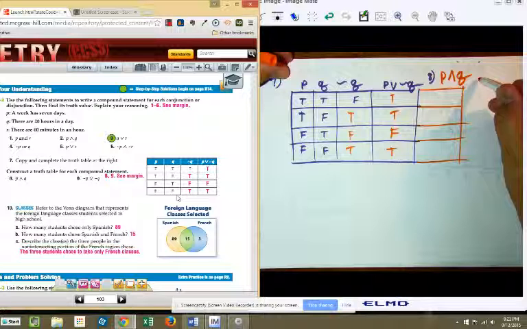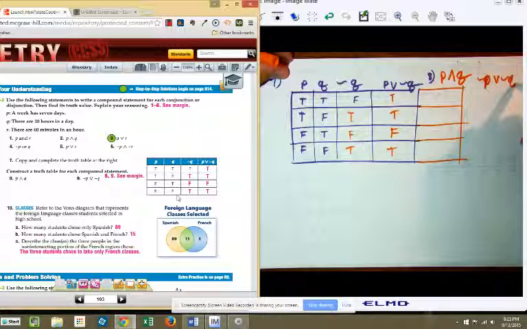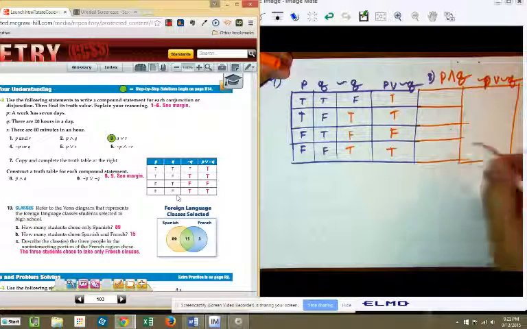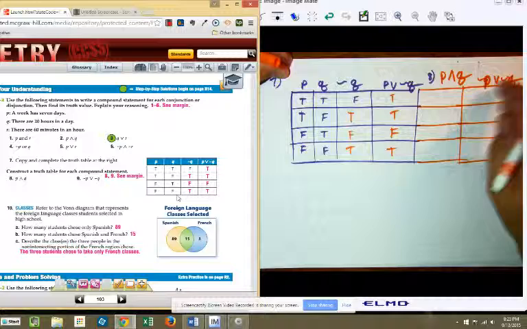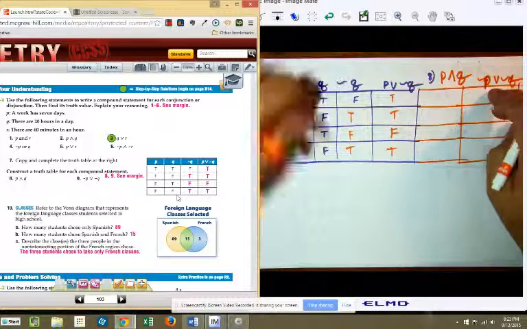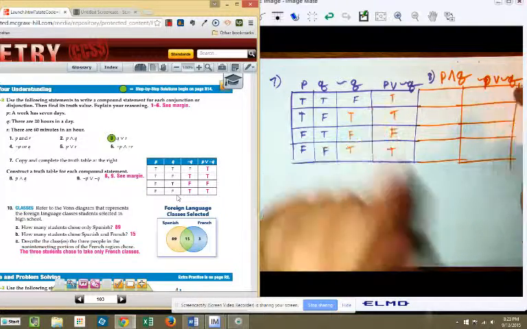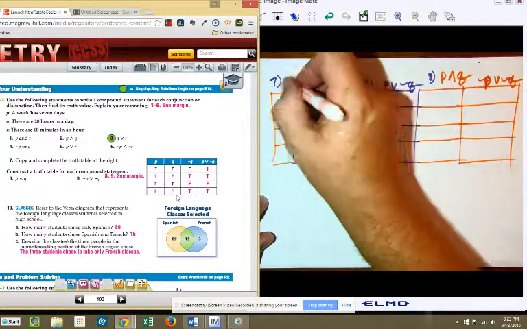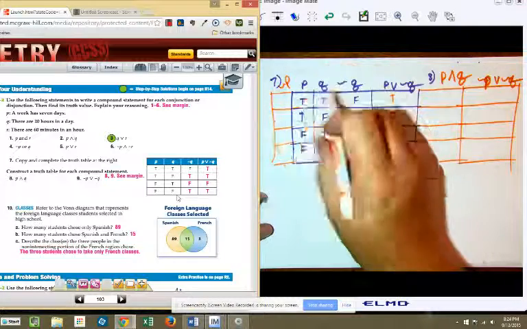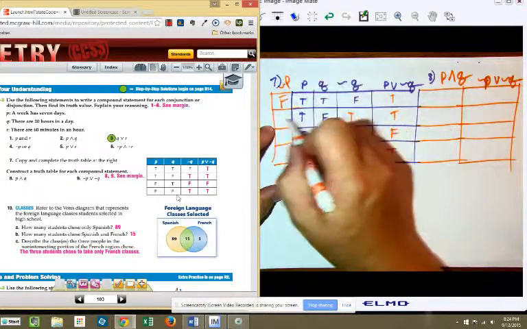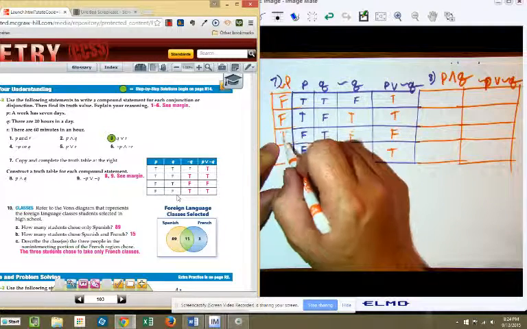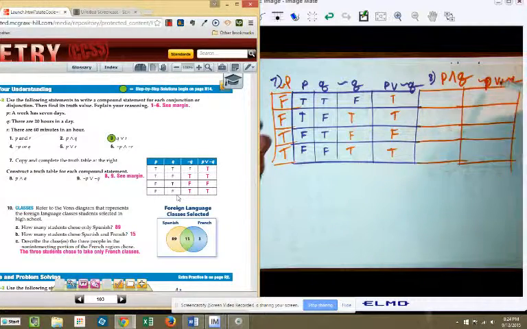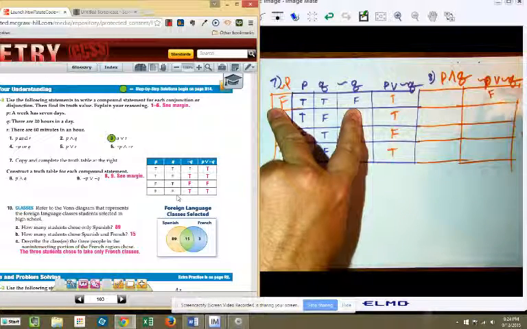Now, if we were to do not P or not Q, well, this way we only have to have one or the other. You do not have to have both true. So the question is, is not P true? Well, let's find out. Let's put a not P right over here. And so P is true, not P is false. P is true, not P is false. P is false, not P is true, not P is true. So false and false. So that's going to be false.